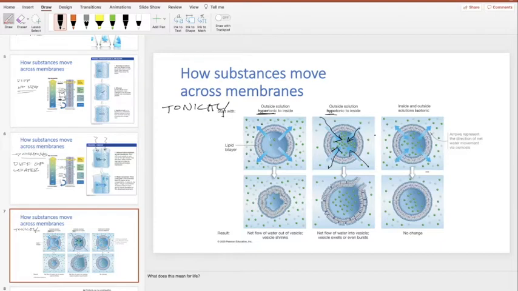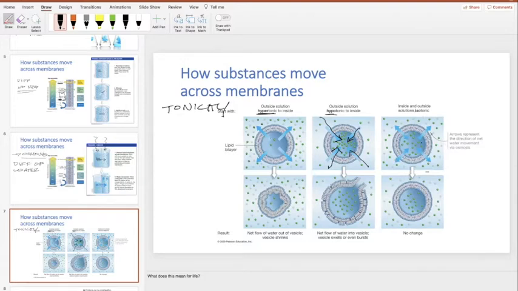Hypo meaning slow or less than, right? If you have a hypoactive thyroid, you don't make enough thyroid hormone and you're tired and lethargic. So this is hypotonic relative to the interior of the cell.